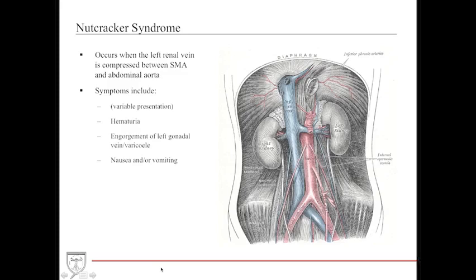And the last one is Nutcracker Syndrome. This is where the left renal vein will be compressed between the SMA and the abdominal aorta. As you can see, the left renal vein can be compressed between the SMA and the abdominal aorta right here. And if this occurs, it's very easy to understand. Again, variable presentation, or it can be asymptomatic. You can get blood in the urine, hematuria. You can get engorgement of the left gonadal veins and varicoceles, as we discussed before, or you can get nausea and or vomiting.